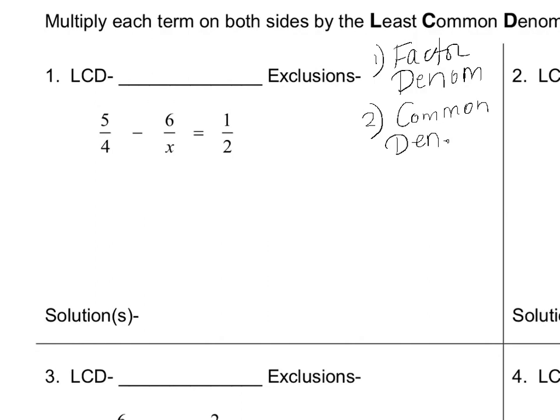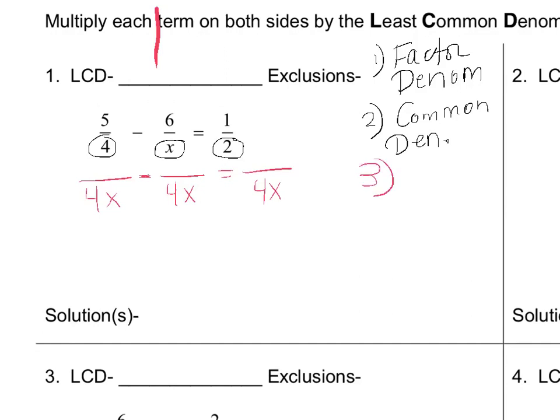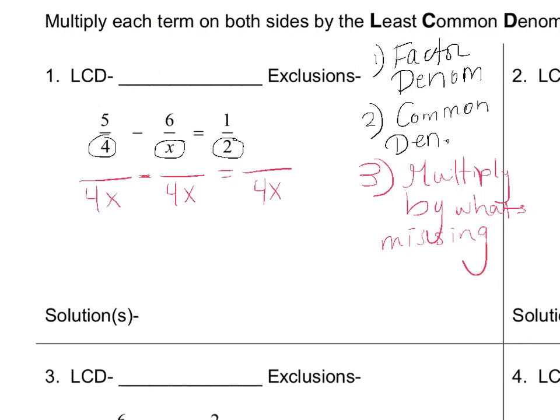So you have 4, you have x, and you have 2. What's common between those? 4x. So that would be my common denominator. Now what you need to do is try to go ahead and multiply by what's missing. So the third step is to multiply by what's missing. As you can see, you're always going to do these steps, so you're almost familiar with what to do.